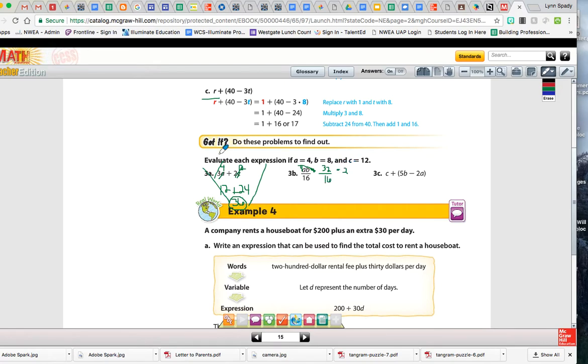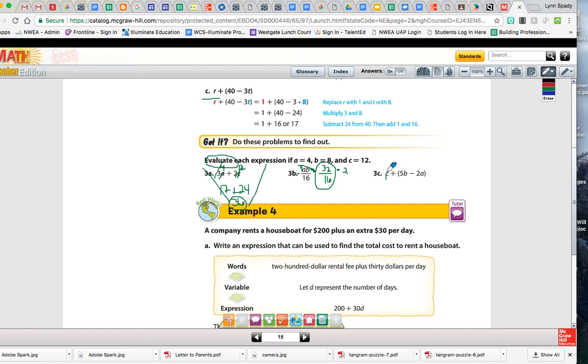Okay? Sometimes you'll see the word evaluate, and sometimes you'll see the word simplify. We usually simplify numerical expressions when there's just numbers and operations, and then we evaluate when we have variables. So you'll see both of those words pretty often.